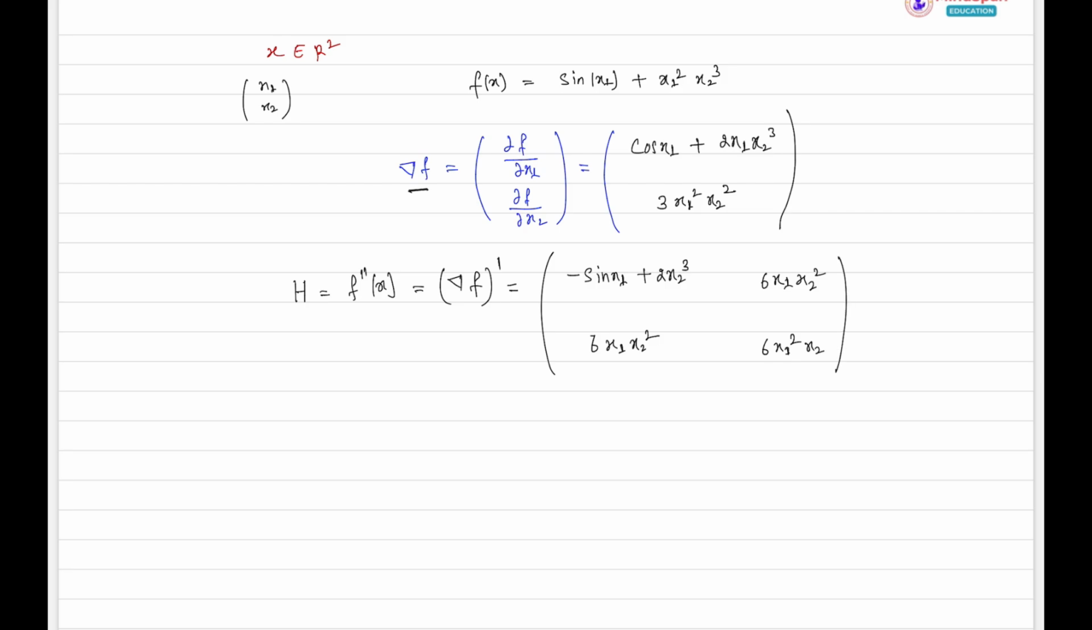right? So this is your Hessian matrix. And if you observe, the Hessian matrix is a symmetric matrix. So if you take the transpose of this matrix, you will get the same matrix. So the Hessian matrix is symmetric.